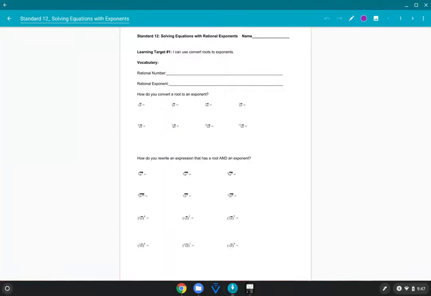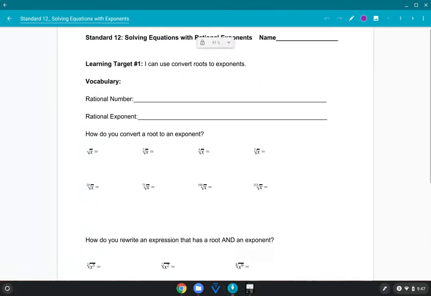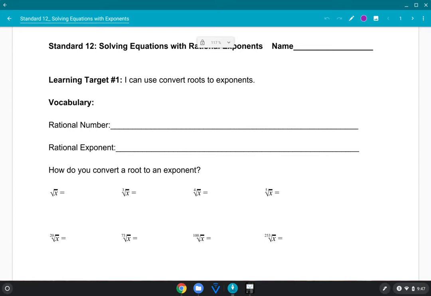All right, guys, here we go. We're going to be talking about solving equations with rational exponents. What is a rational number?